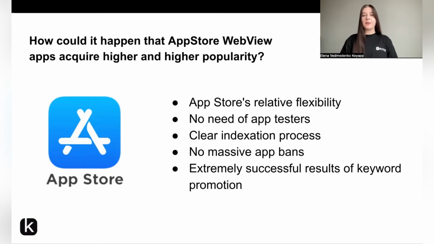Also, if we are talking about App Store review apps, it is possible to say that the number of bans is lower on App Store now rather than on Google Play. And of course, just do the keyword promotion. Now we can observe really extremely successful results of keyword promotion on Apple App Store, because both the process of indexation and the process of keyword promotion is really clear and understandable for the developer or for the traffic specialist, for example, who work with App Store optimization traffic.